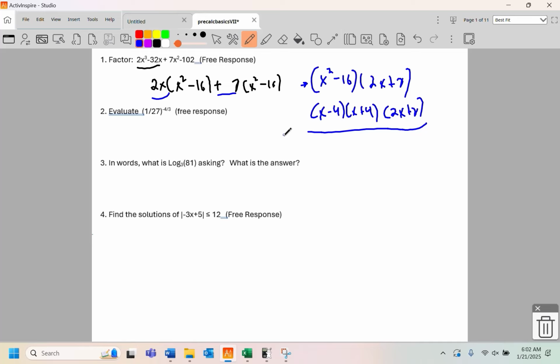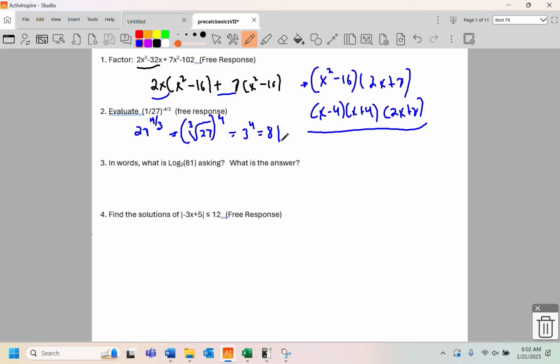Evaluate 1/27th to the -4/3. The negative exponent means you can flip the fraction and make it 27 to the 4/3. So that gets rid of the negativity. This is asking me to take the cube root of 27 and then raise it to the 4th power. The cube root of 27 is 3, and 3 to the 4th is 81.